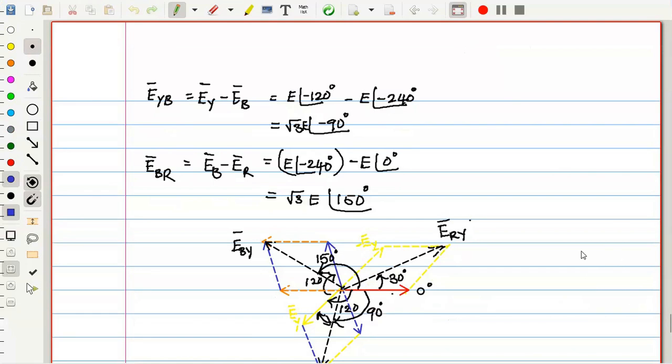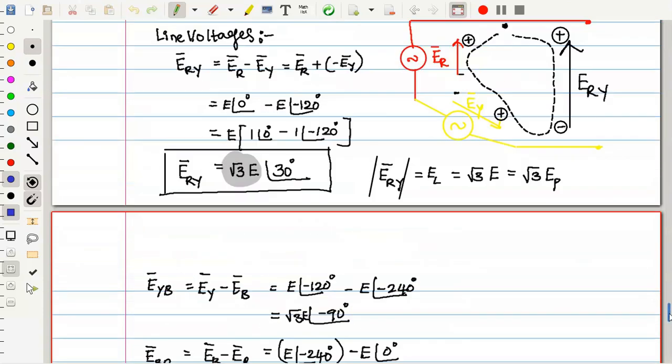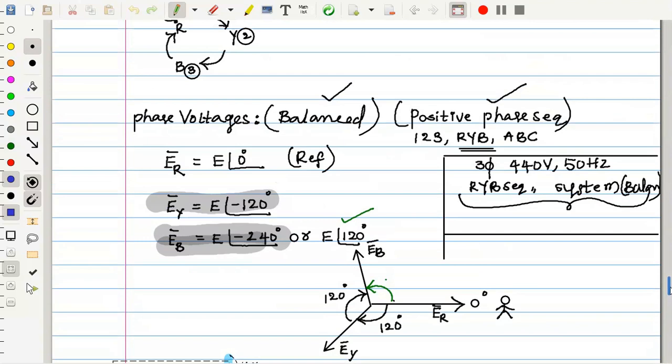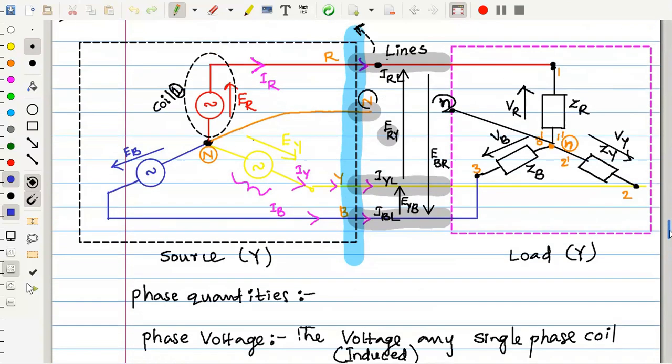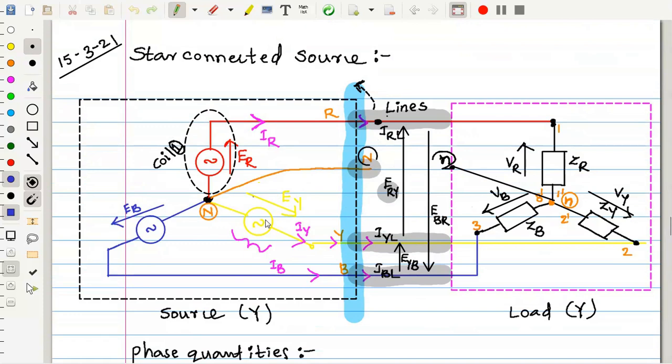So, in the last session, we discussed the star connected source and various terminology, which are phase quantities and line quantities. So, let me quickly show those diagrams once again. First, you should understand this basic diagram very clearly, that the source is connected in star or Y connection.